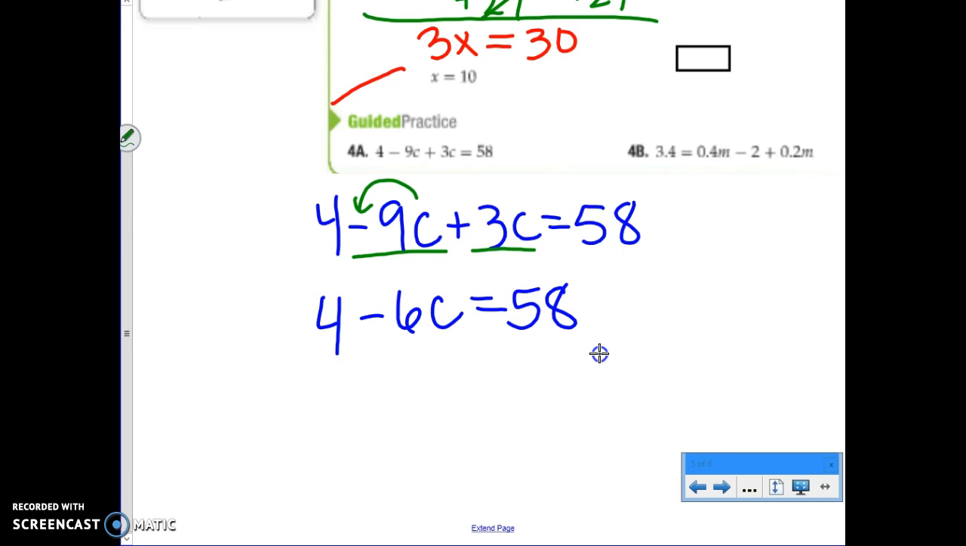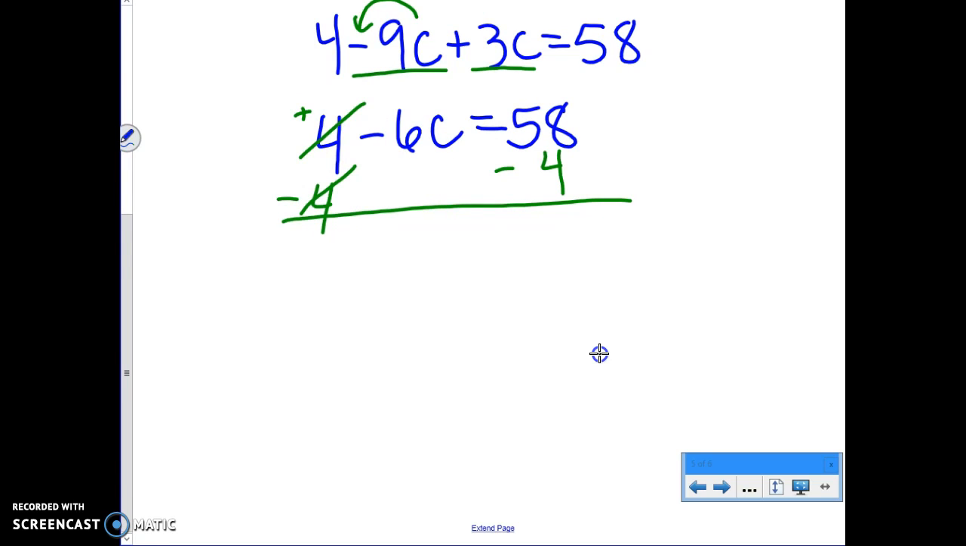Now my job is to get rid of any terms that do not have a variable next to it. This is a positive 4, does not contain a variable, so I need to subtract 4 from both sides. And after I do that, these are going to cancel, and I'm going to be left with a negative 6c, which has to equal 54.